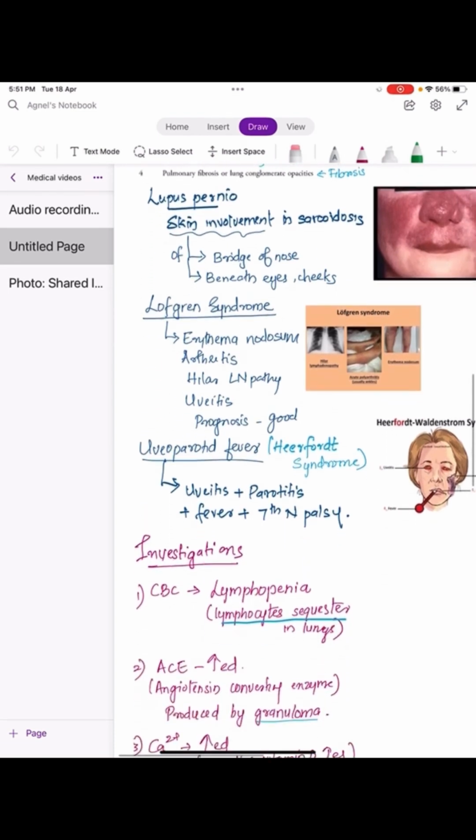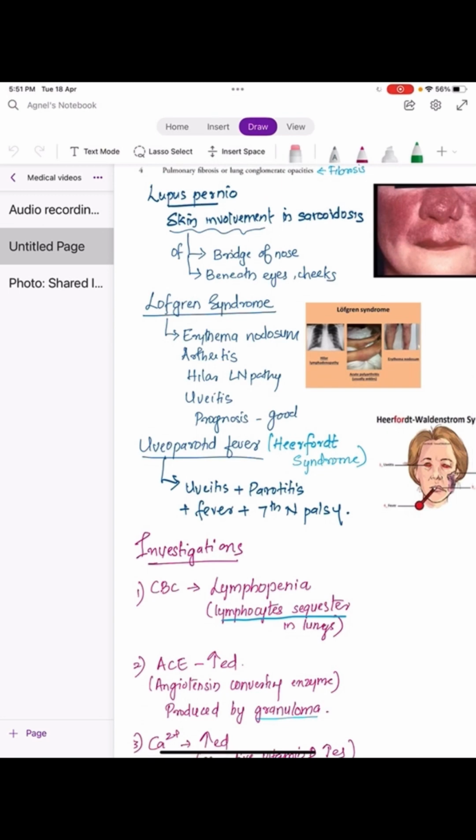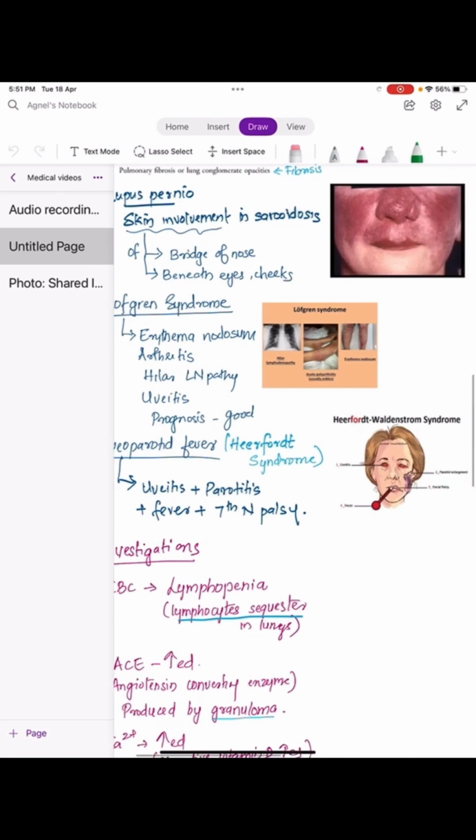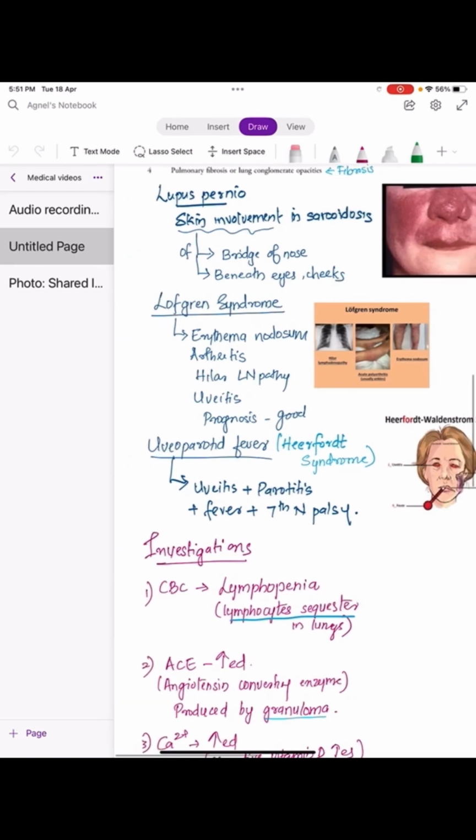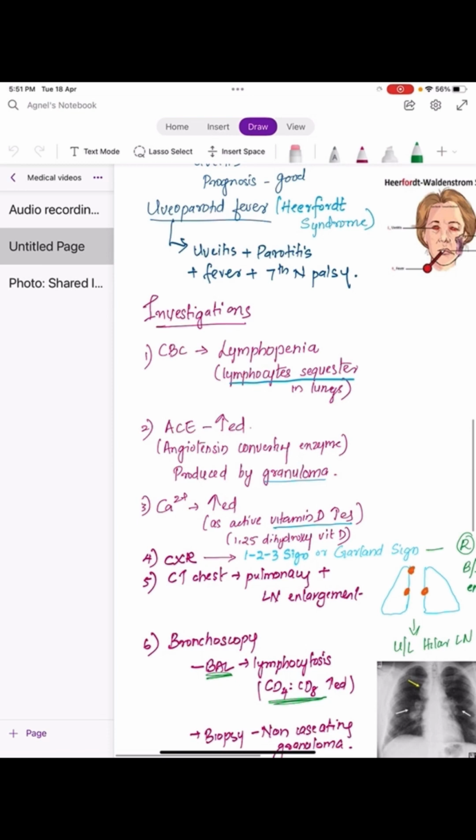Then there is uveoparotid fever, also known as Heerfordt-Waldenstrom syndrome. In Heerfordt-Waldenstrom syndrome, like seen in the image, the patient has uveitis, parotitis, fever, and 7th nerve palsy or facial palsy. What are the investigations?